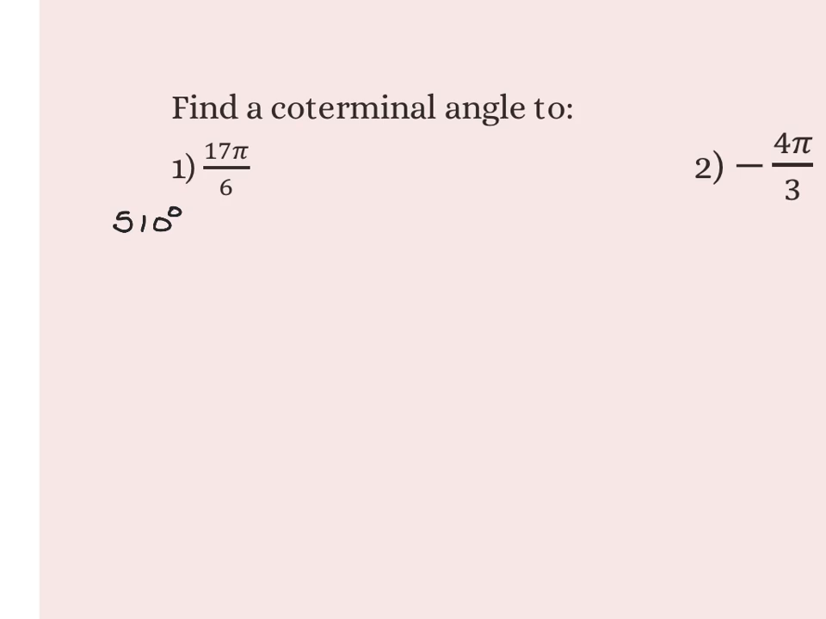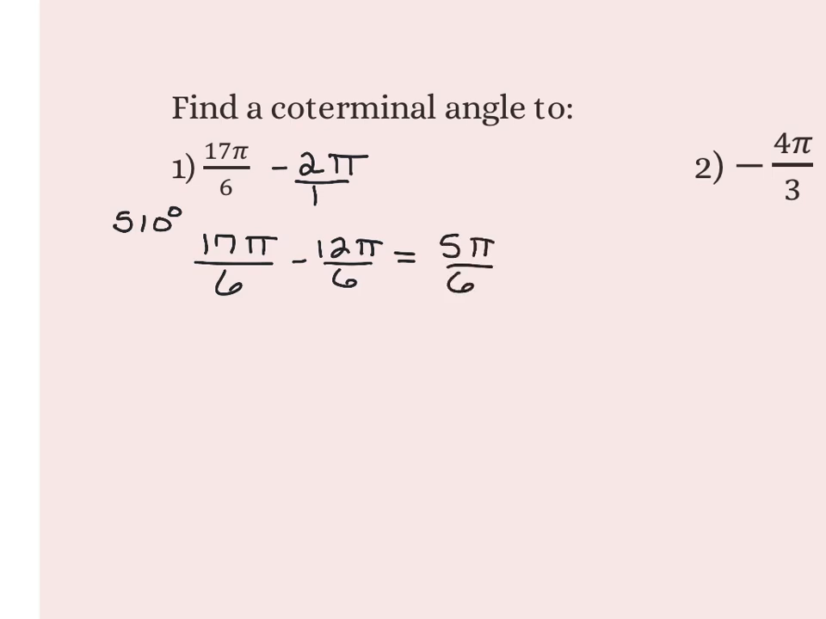So just by subtracting 2 pi, I'm still going to have a positive coterminal angle. Now, here's where our skills of adding and subtracting fractions are going to come into play, because I need to find a common denominator. My common denominator is going to be 6. So I'm going to change 2 pi into 12 pi over 6. And now I can subtract, and I have 5 pi over 6. And this is a positive coterminal angle. And just for future reference, this is equivalent to about 150 degrees.